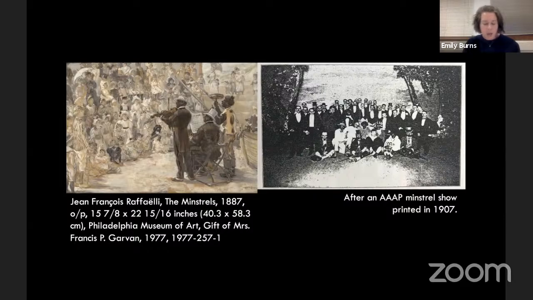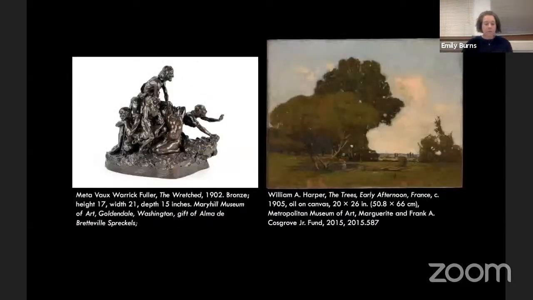Ackley told her, quote, I would hate to see you ill-treated, discriminated against, and there are Southern girls here in the club and they may not show you welcome, end quote. Fuller did exhibit at the club in 1902 and showed her dynamic sculpture, The Wretched, at the Salon of the Société Nationale des Beaux-Arts in 1903. William A. Harper, whose rural French landscape is at right, was denied membership at the AAP in 1905 when 13 club members objected to his inclusion.